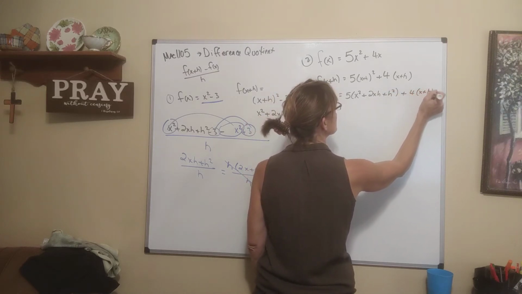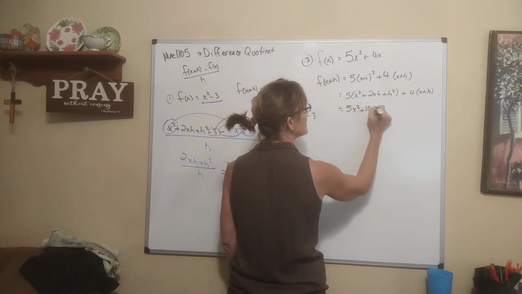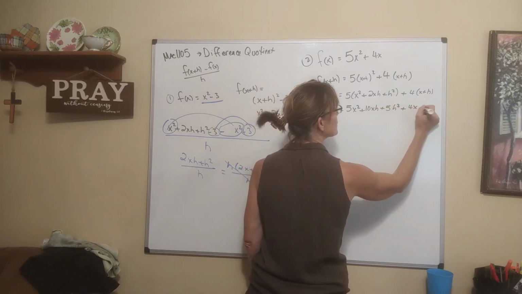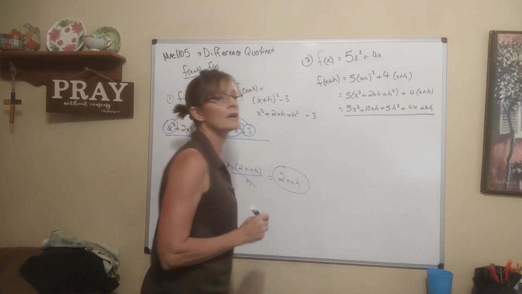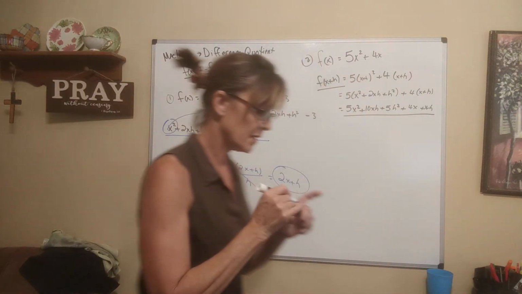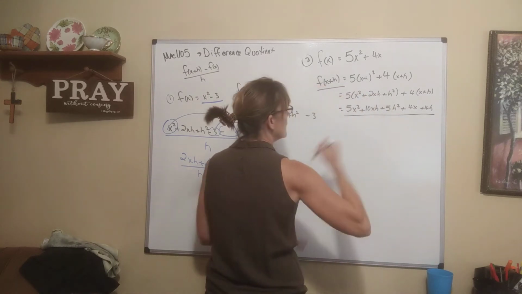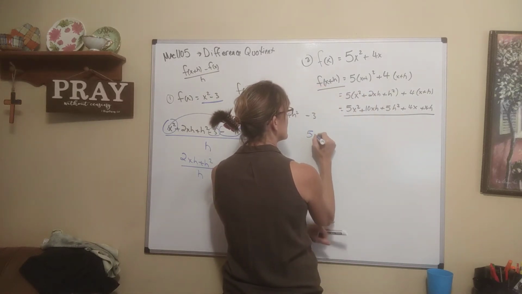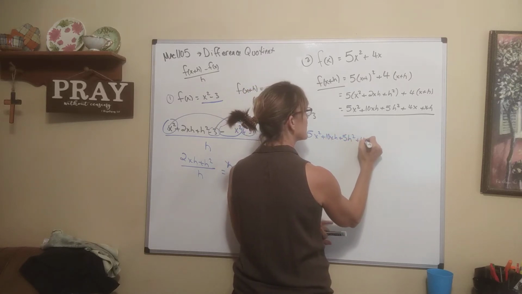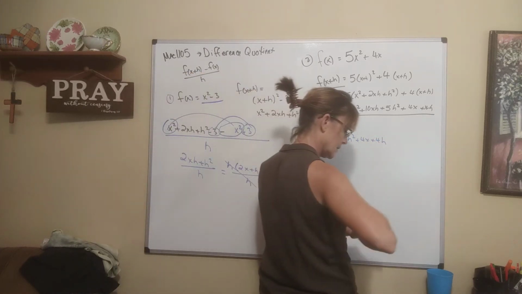x plus h. Now I'm going to distribute the 5 and the 4. So right here, 5x squared plus 10xh plus 5h squared plus 4x plus 4h. All of that right there is what f of x plus h equals. Now I'm about to construct the difference quotient. f of x plus h, all of that stuff right there: 5x squared plus 10xh plus 5h squared plus 4x plus 4h, and then minus, by formula, minus f of x.